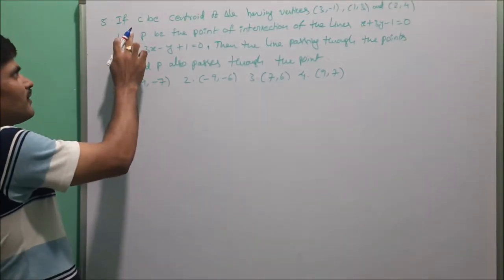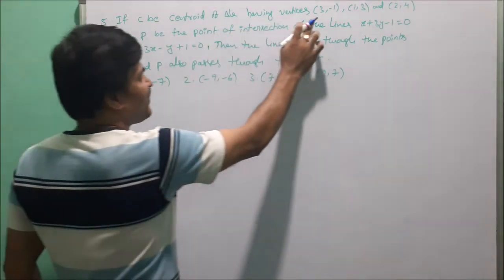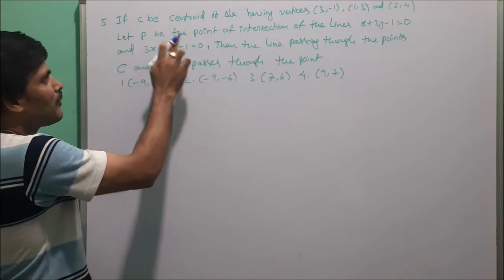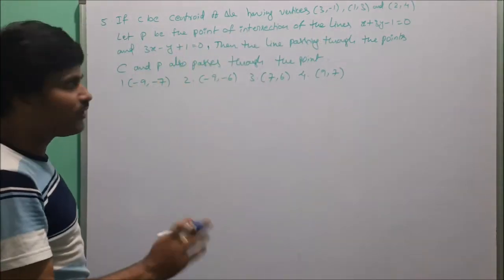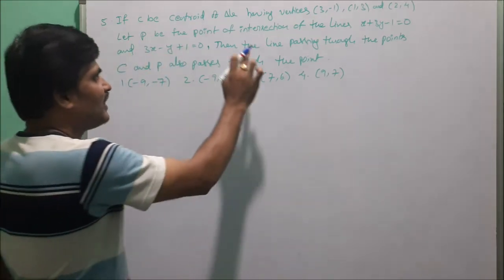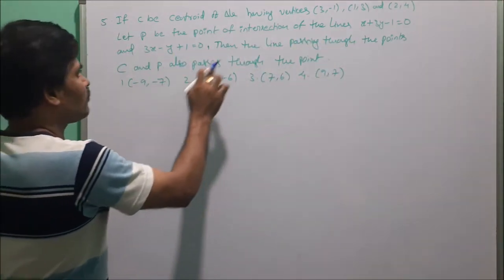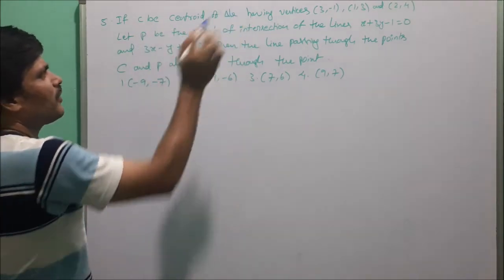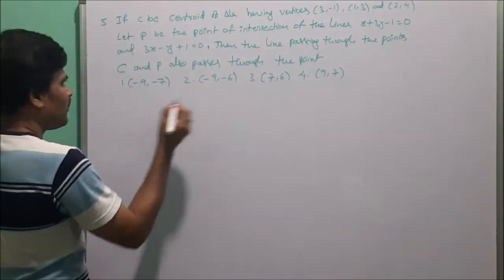Now the fifth one is: if C is the centroid of the triangle having vertices (3, minus 1), (1, 3), (2, 4), and let P be the point of intersection of the lines x plus 3y minus 1 equals 0 and 3x minus y plus 1 equals 0, then the line passing through the points C and P also passes through the point. In this problem, C is the centroid of the triangle, and the vertices are already given. So first we find the centroid.